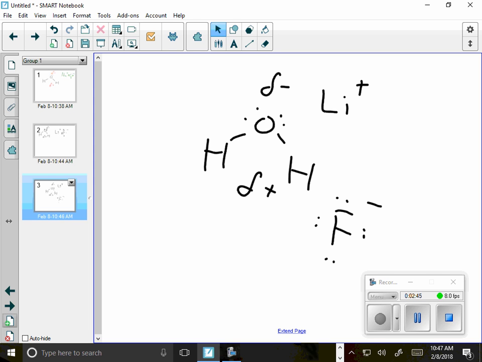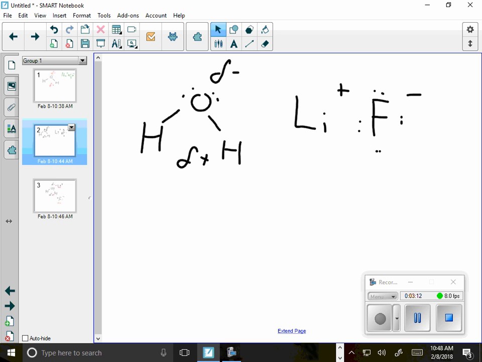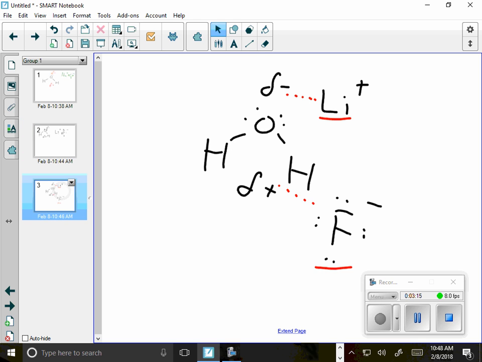Now, when dissolving occurs, what I'm trying to show in this picture is that there are oppositely charged particles. There's an attraction right there, and there's an attraction right there. You don't actually have to draw the dotted lines. When it's an ionic compound, water will actually break apart the cation from the anion. Notice how in my previous slide, lithium fluoride is stuck together due to opposite charges. But when you put an ionic compound in water, they usually will break apart into their two separate ions.